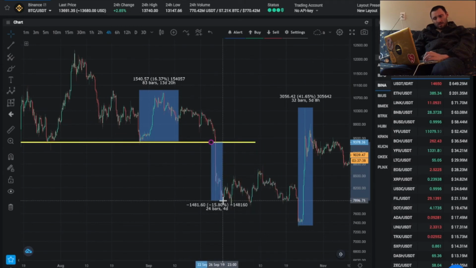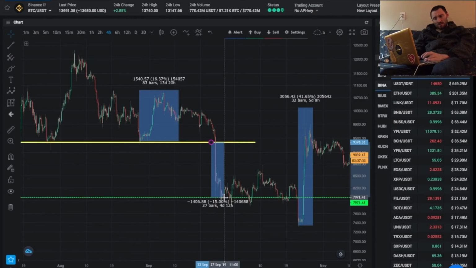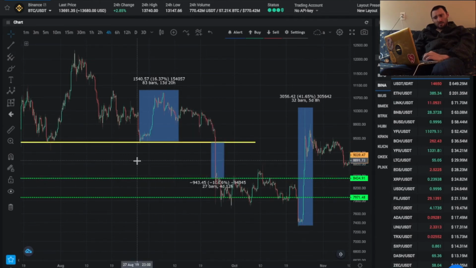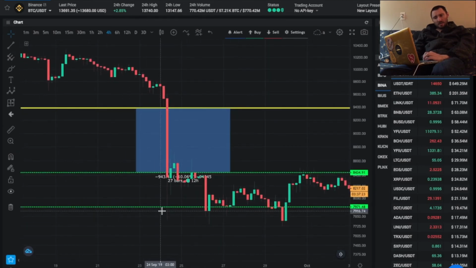So we would have started buying right here, and we would have sold right here. And look, how perfect. It came down, and then we got rid of it. Came down again.